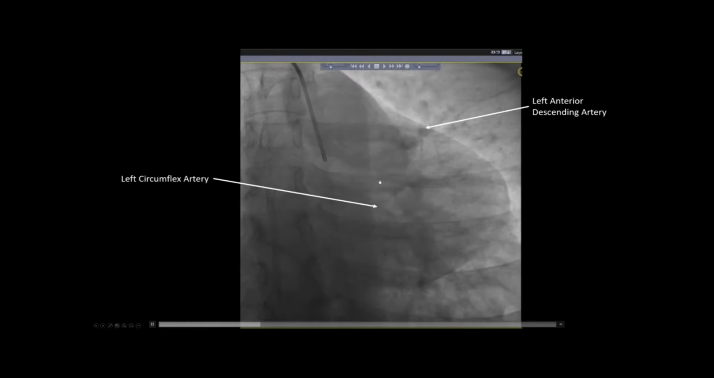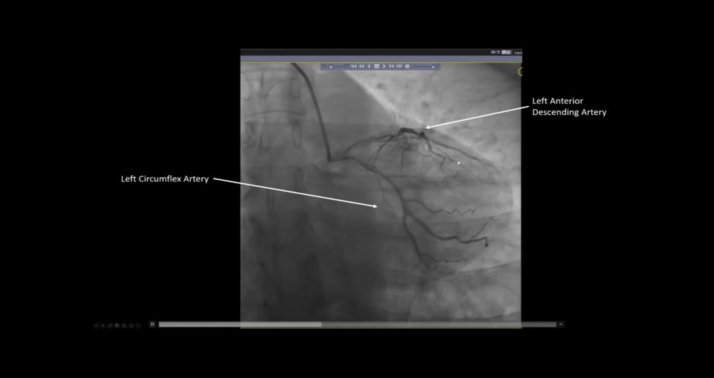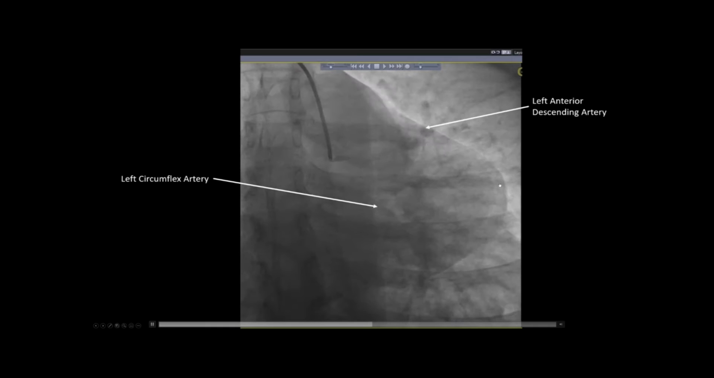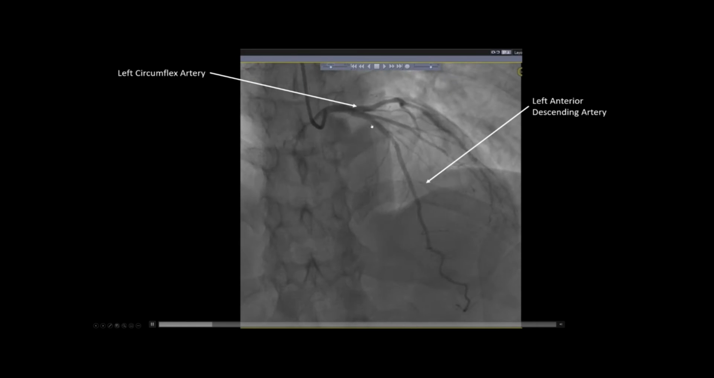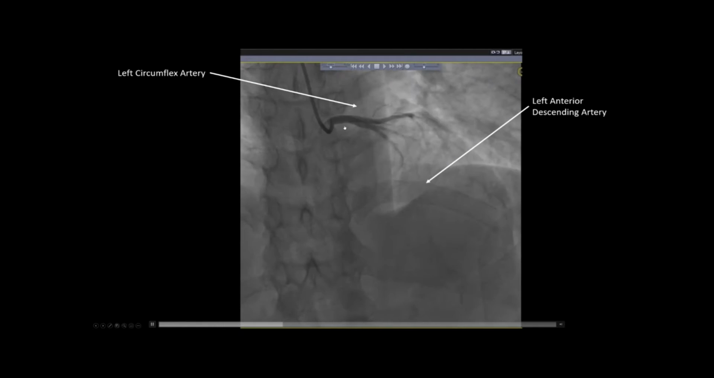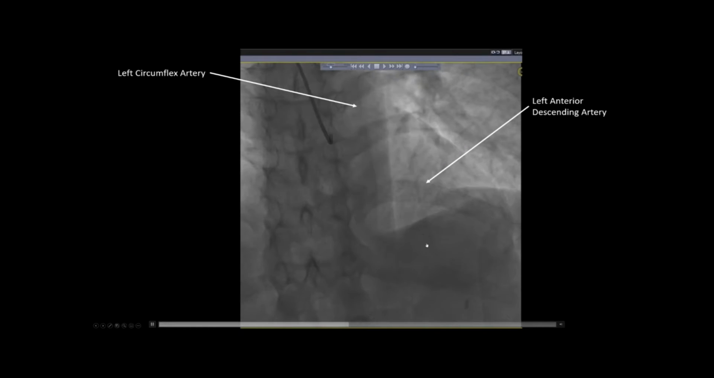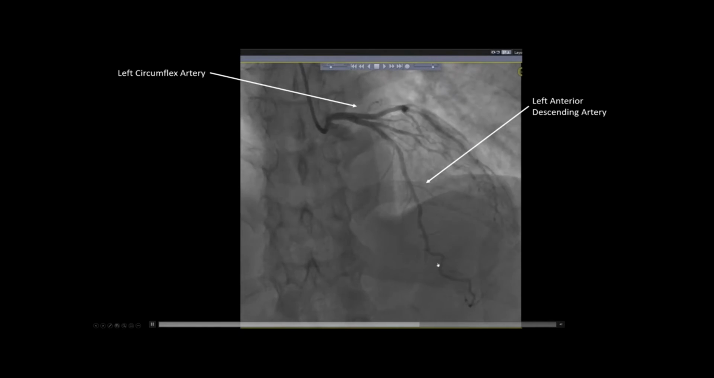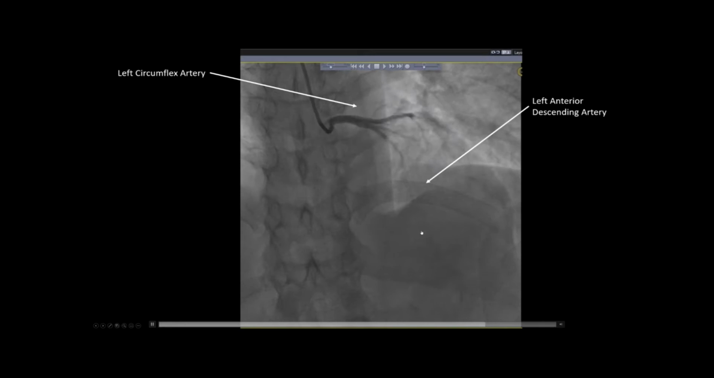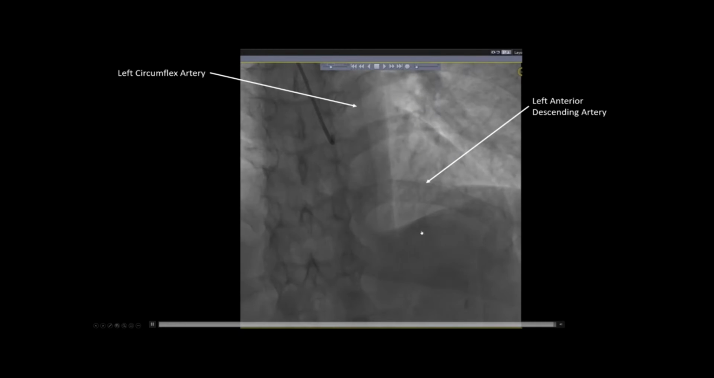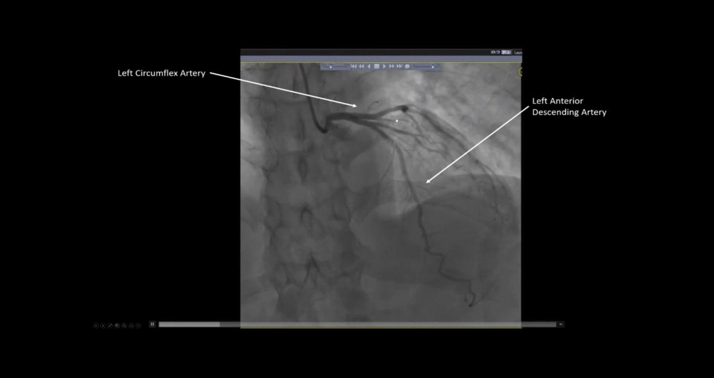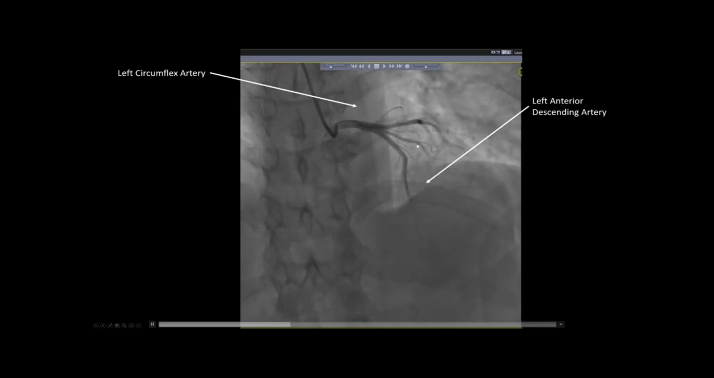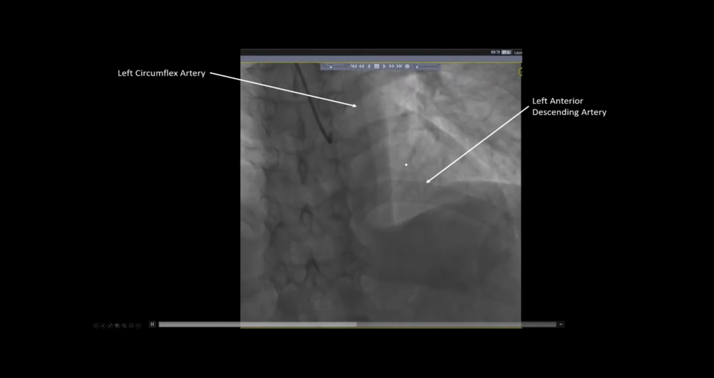So that's the left circumflex artery here. This is the left anterior descending here. You can see it in this view. So you can see the left anterior descending is actually a very big artery. It runs down the front of the heart. This is a very important artery. It supplies the most important chamber of the heart. And when this one is blocked, you get a really big heart attack.